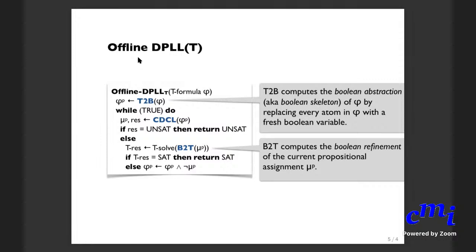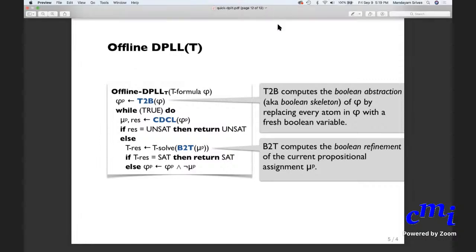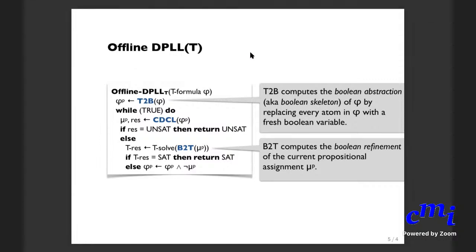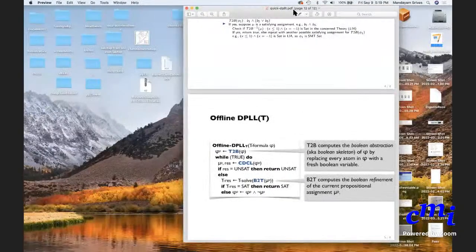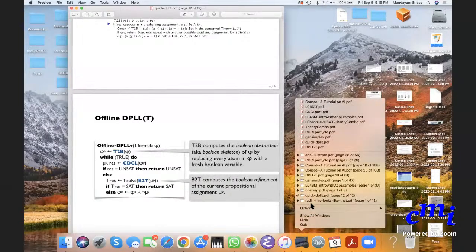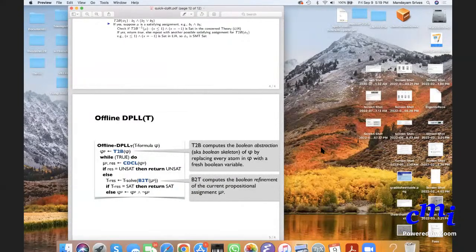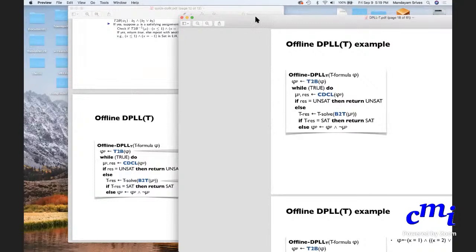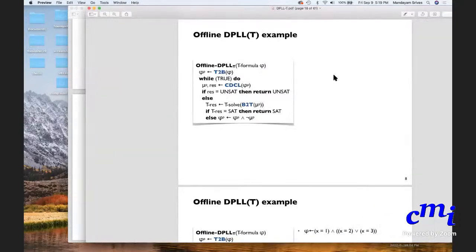Let's see how this works for a particular example. You take this one, x is equal to 1, the one that was unsat. So first you get the Boolean abstraction.